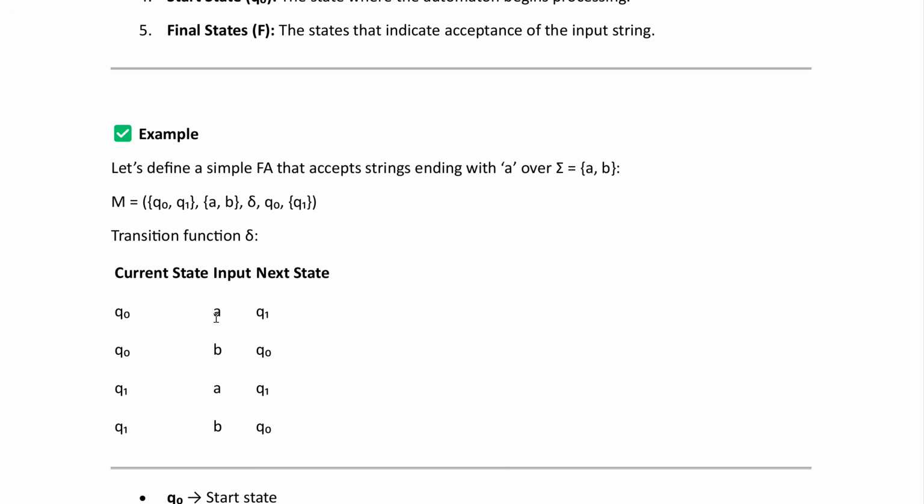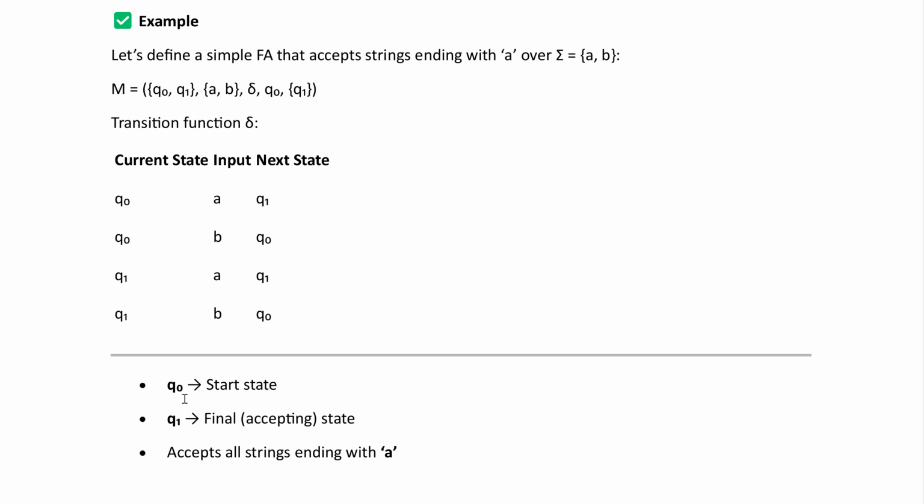Transition table. For example, when we apply some input A to state Q0, we get the next state as Q1. When we apply B on Q0, we get the same state Q0 as the next state. When we apply input symbol A on state Q1, we get the same state Q1 as the next state. When we apply B on state Q1, we get the next state as Q0, right?